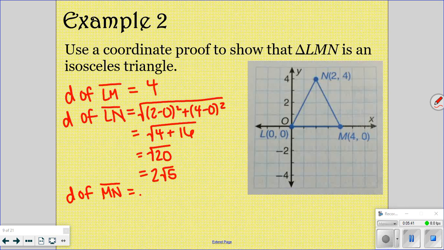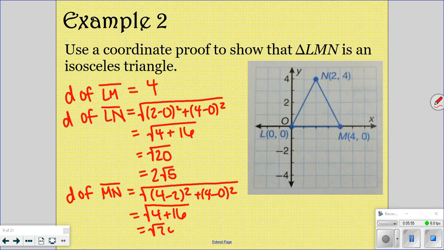And so again, you're going to use your distance formula. So we're going to have 4 minus 2 squared and 4 minus 0 squared. So that would be 2 squared, 4, and 4 squared, 16, which is square root of 20, which does reduce to 2 square root of 5. And so those are the side lengths of your triangle. And so for it to be an isosceles triangle, at least 2 of them have to be the same.